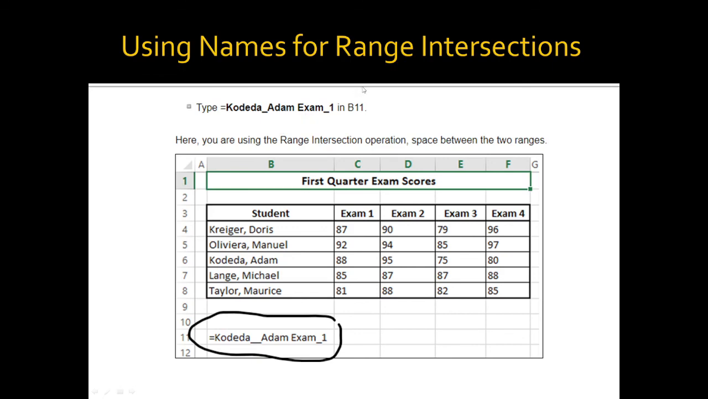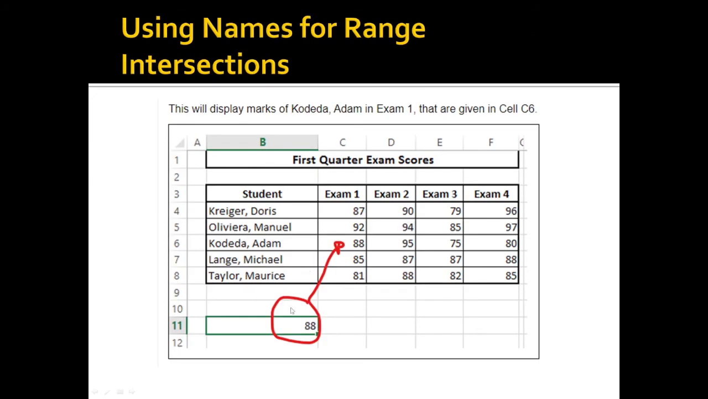Using names for a range intersection. So type Kudeda Adam, exam 1 in B11. So Kudeda Adam, that's the name of this range, and then exam 1. So space in between. So here you are using the range intersection operation, space between the two ranges. And this will give us the value 88. So that's actually the intersection of those names that you specified.